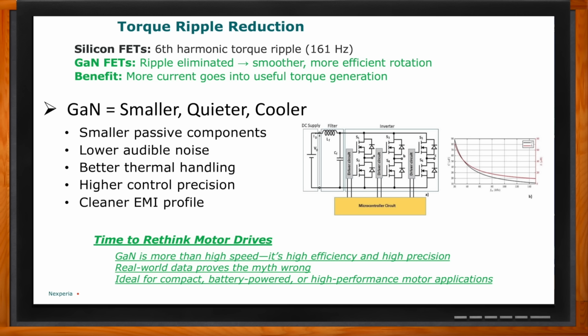With the GaN FET, the ripple is eliminated completely. It's much smoother, more efficient rotation, and it's more useful torque instead of being wasted. And again, GaN is smaller, quieter, cooler. Passive components are smaller, audible noise is gone. And there's better thermal handling and high control precision, and you can operate your cell phone as you screw in your 2x4s, for example. You can use the phone and the headphones at the same time because it's much, much quieter. It has a much, much lower EMI signature profile, so there's virtually no interference with your electronic tools.